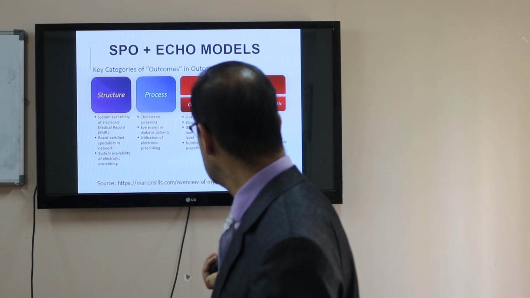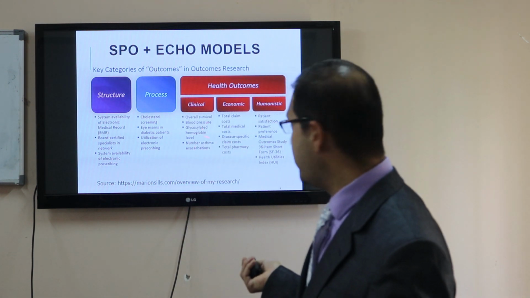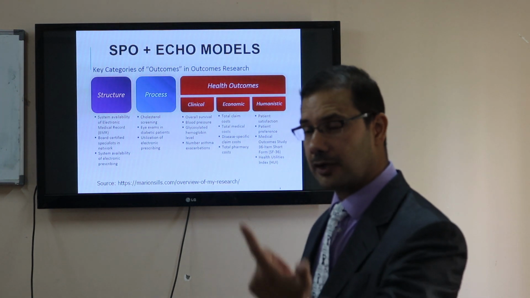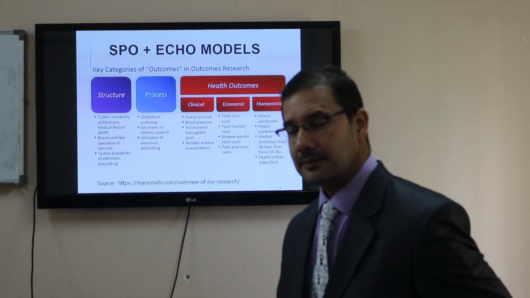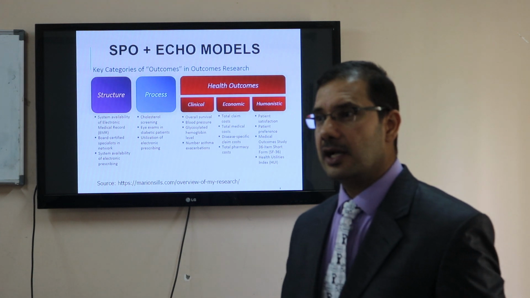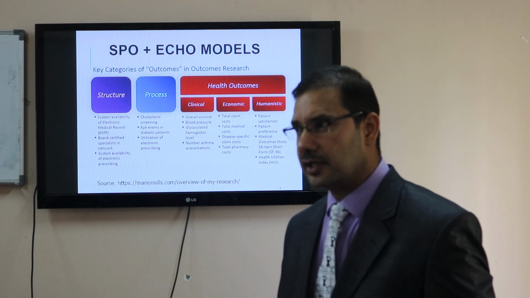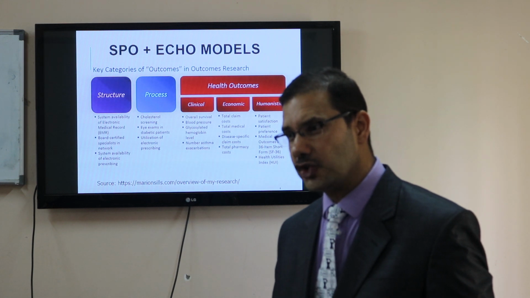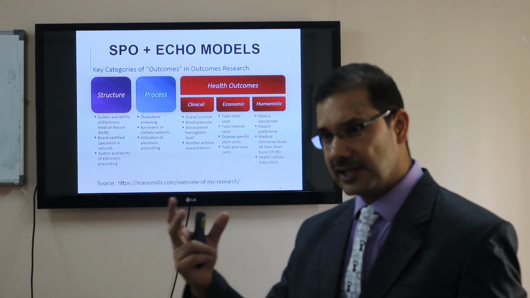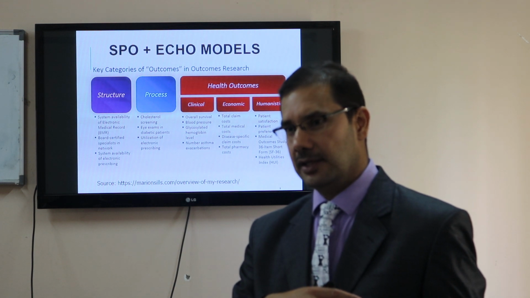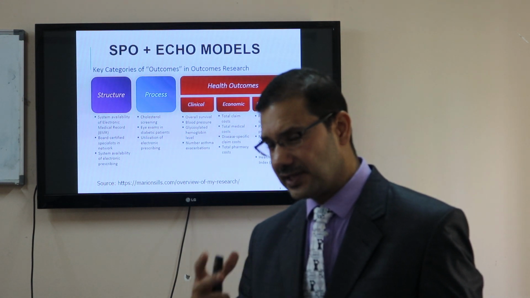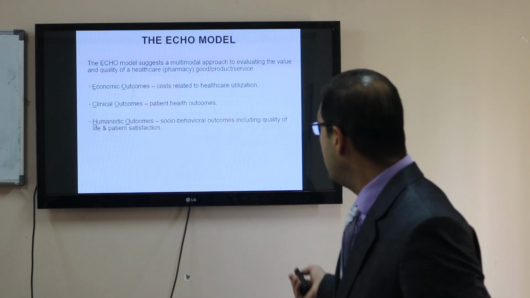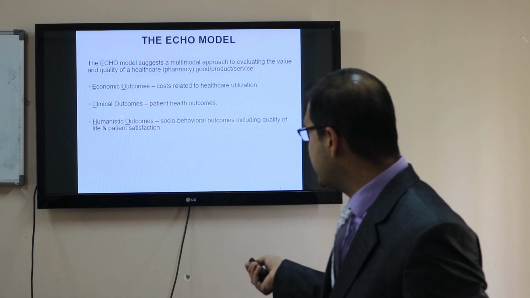It's important. So keep in mind, we care about the clinical outcome, we care about the humanistic outcome, we care about the economic outcome. What's your question? What about psychological outcomes? Is it already included in the humanistic? Psychological, if it's mental, yes. But if it's disease related, it could be clinical. So, the ECHO model: economic, clinical, humanistic.